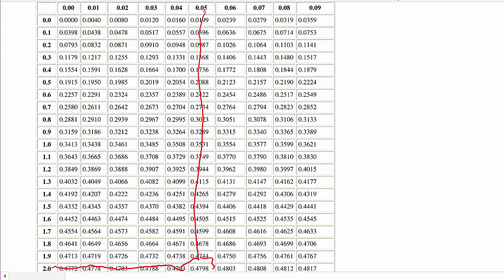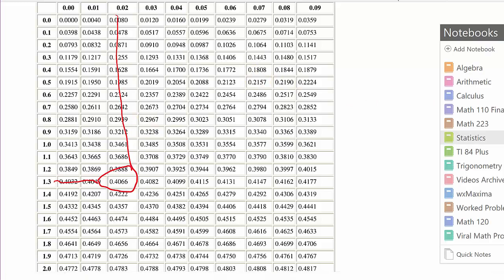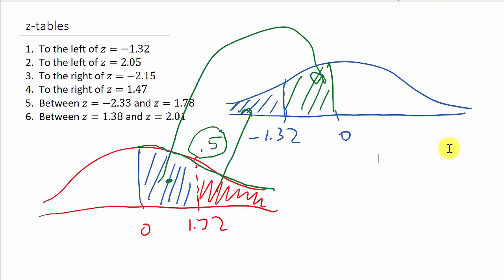All right, let me erase this. Let's find 1.32: 1.3, and then there's the 2. So that is 0.4066. Of all these tables, I like the area to the left better than this one. I think it's easier to use the other one, but some books use this, some books use the other one.